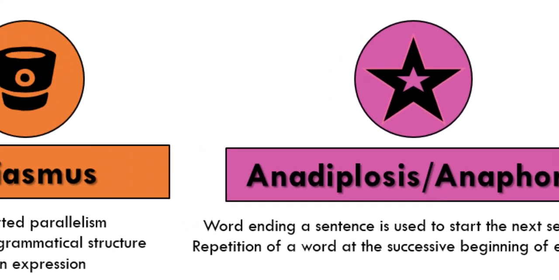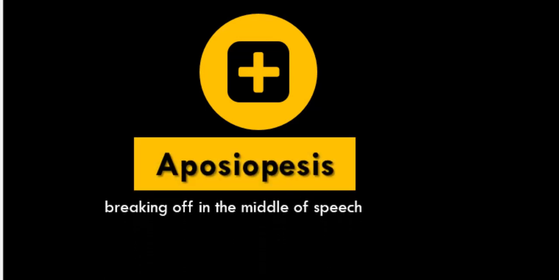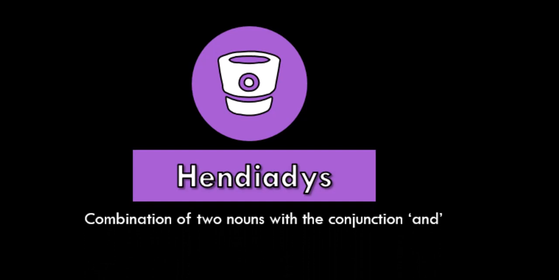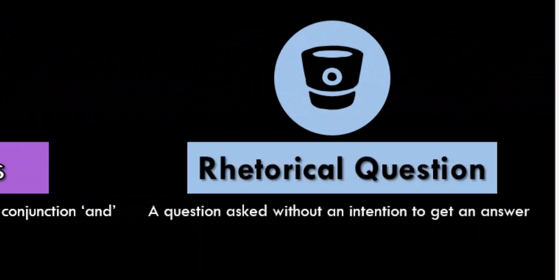Okay, and for aposiopesis, this has to do with breaking off in the middle of a speech. Then hendiadys has to do with combination of two nouns with the conjunction "and", not necessarily "and". Okay, rhetorical question has to do with a question asked without an intention to get an answer.